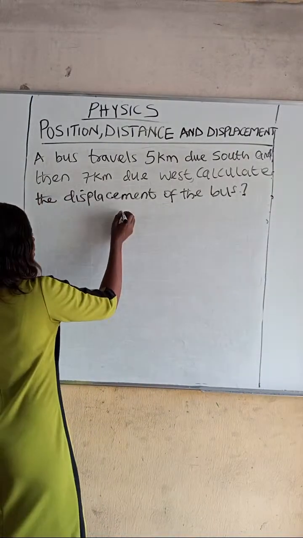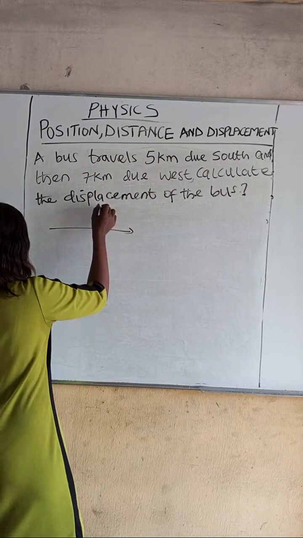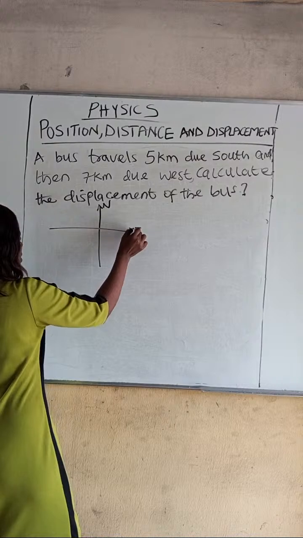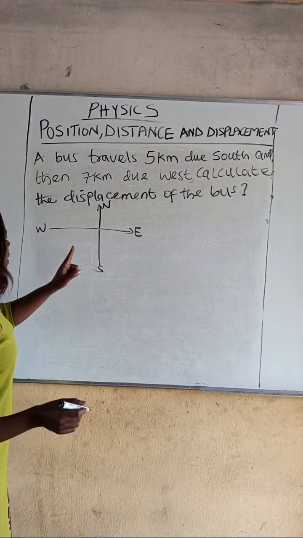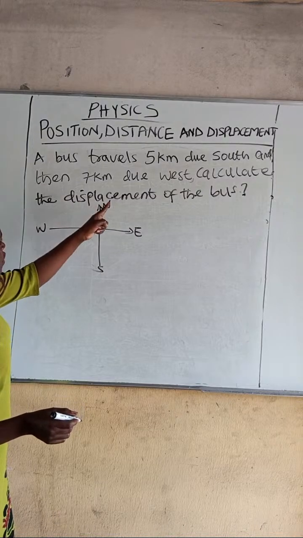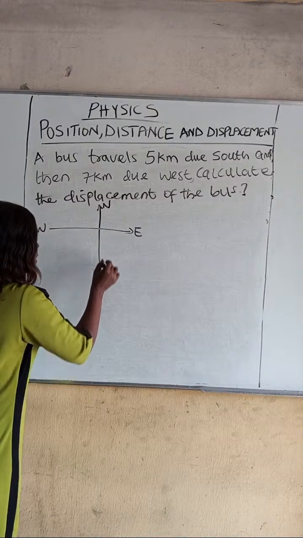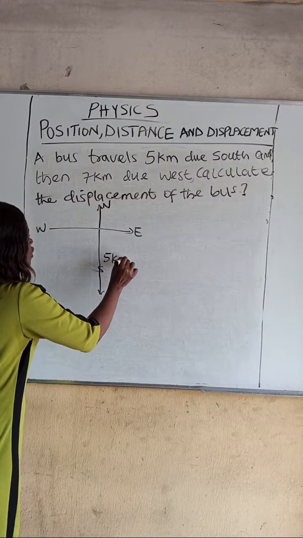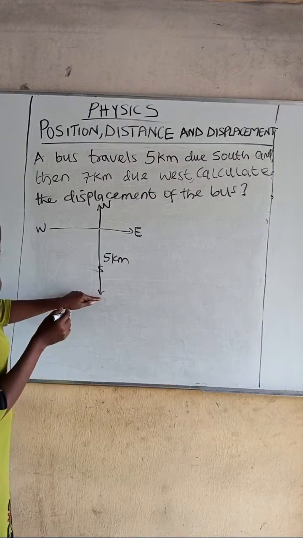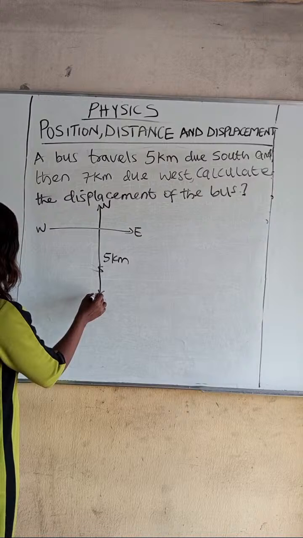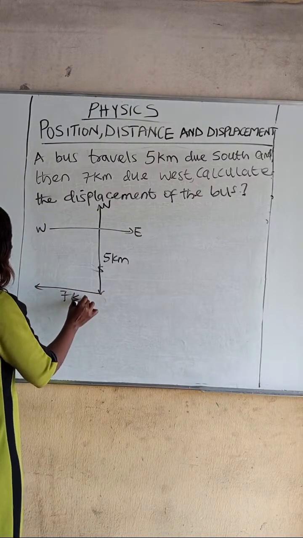Okay, so we have this. This is north, east, south, and what? West. If they say 5 kilometers due south, on the south I'm going to go down. Okay, so I have 5 kilometers and then 7 kilometers due west. And west is this way because this is west. I'm going to go this way. All right, that is 7 kilometers.